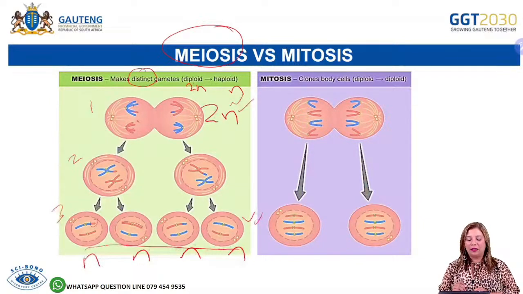Now let's look at mitosis. How is it different? Firstly, it's different because it starts off from diploid and it moves to diploid. So it starts off as 2N and it ends off as 2N, very different from meiosis. So mitosis is basically the cloning of body cells.